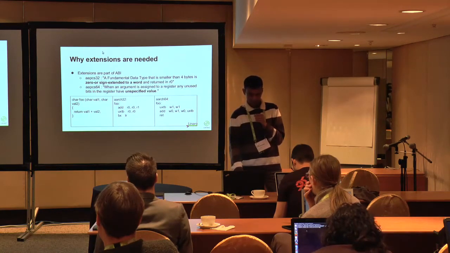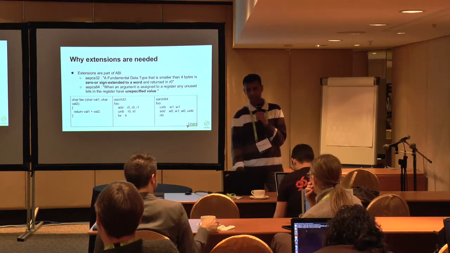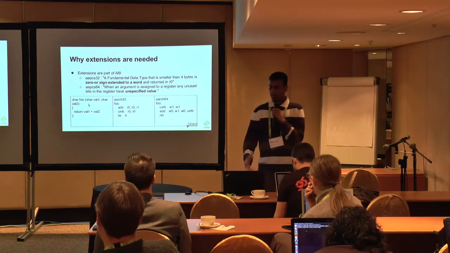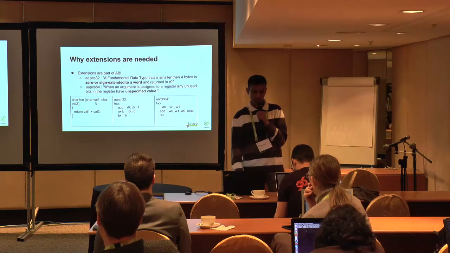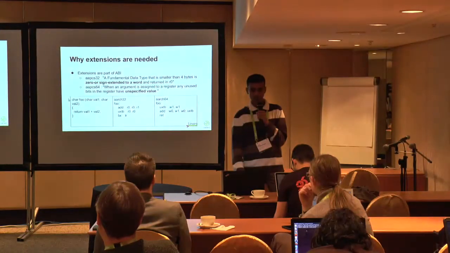So we have a function foo which takes two arguments, val1 and val2, and returns a char here. And in ARM AArch64, these arguments val1 and val2 are going to be passed in register 0 and register 1, and the return value will come out in register 0.